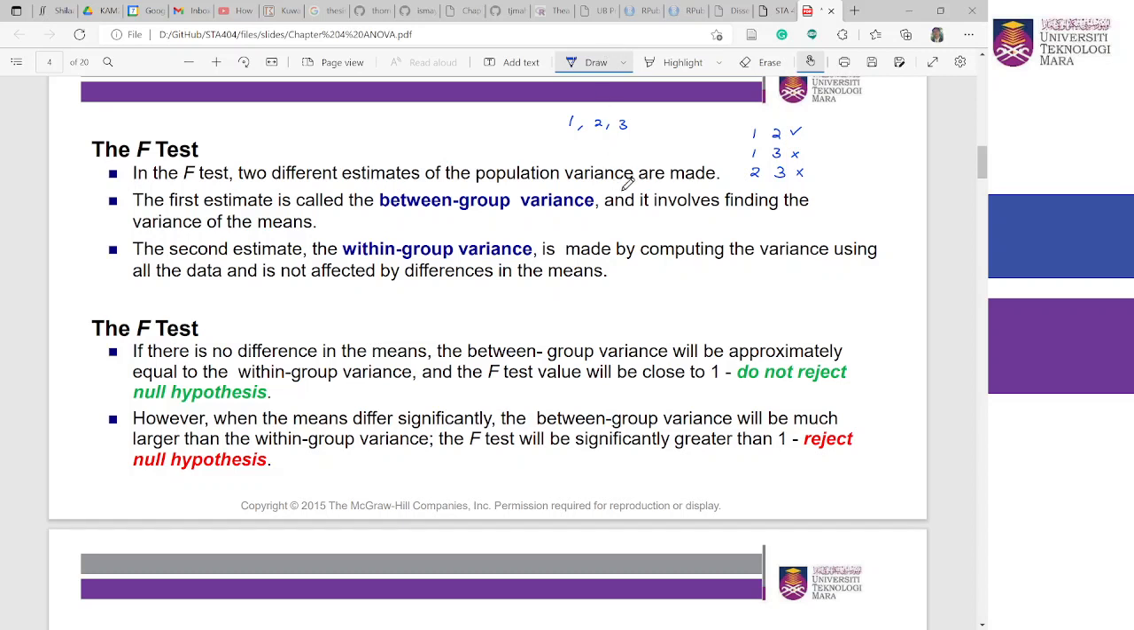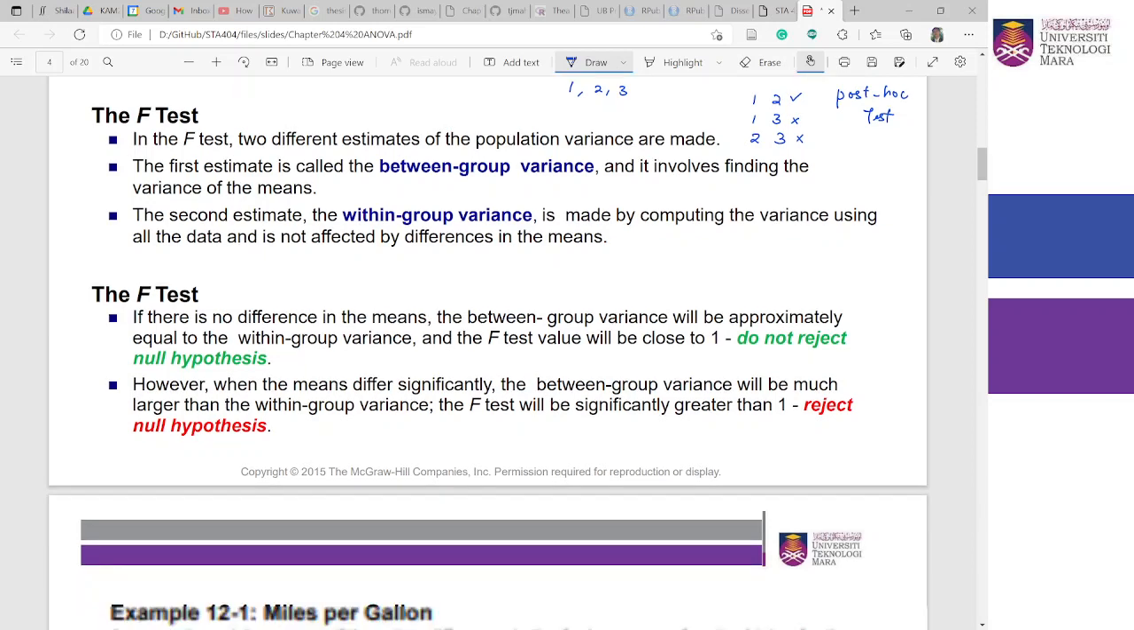So, in order to check which one differs, contohnya katakan 1 dengan 2 ni differ, itu yang kita kena buat post hoc test. Dan untuk post hoc test ni, dia ada banyak kaedah. Ada yang menggunakan kaedah Duncan, ada menggunakan kaedah Tukey. Okay, so depends. Nanti kita tengok dalam SPSS, nanti akan tunjuk, nampak lah option dia. Okay, that is some information on the F-test.